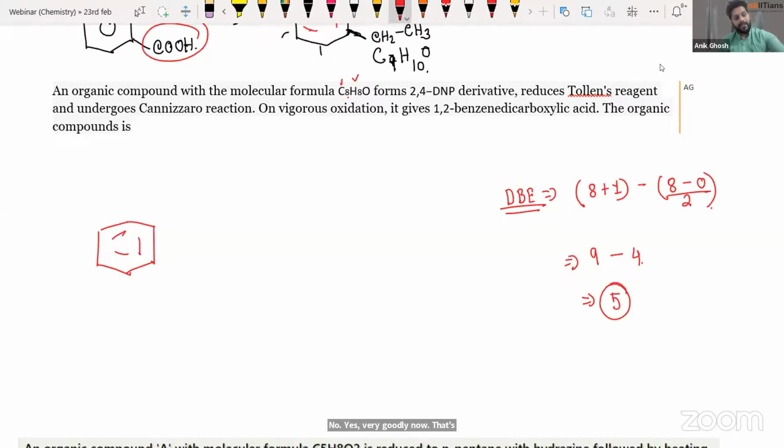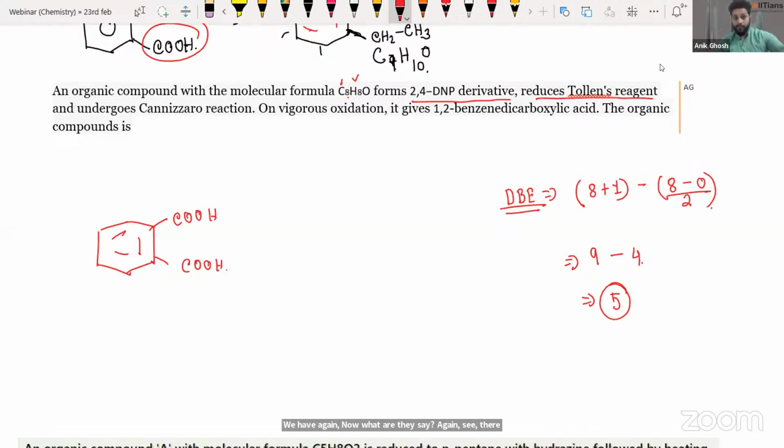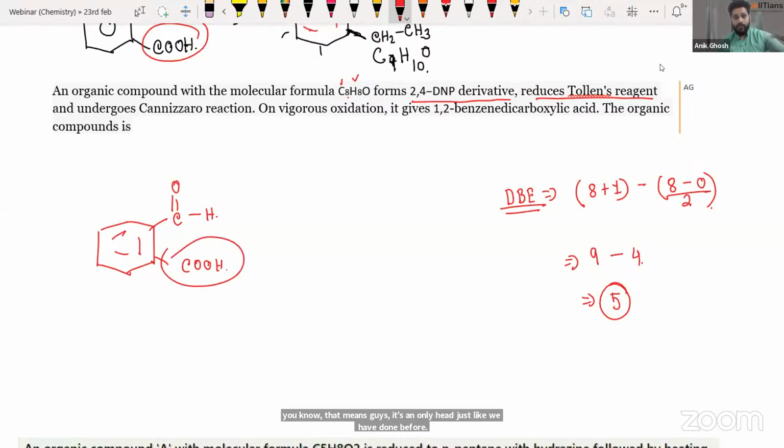Now, anyways, guys, there is a benzene ring. That has been confirmed by the last step as well. This is also giving you benzene 1,2-dicarboxylic acid. Correct? Then we have phthalic acid present in it. Now what are they saying? There is a 2,4-DNP derivative and Tollens reagent is working there. So 2,4-DNP derivative plus Tollens reagent means it's an aldehyde, just like we have done before. Now, what is the source of the other carboxylic acid?